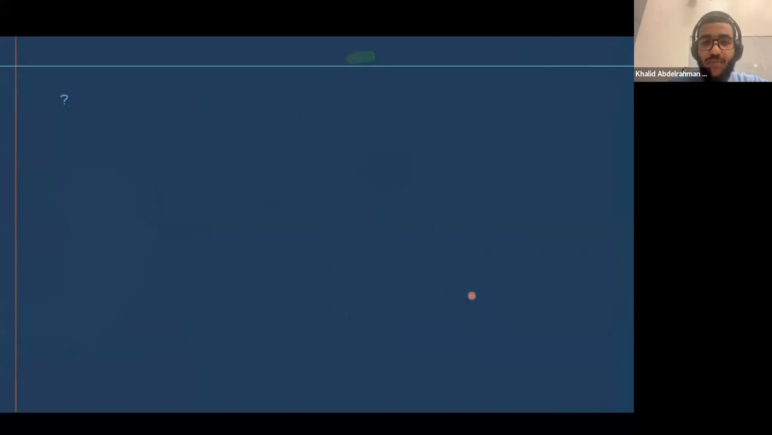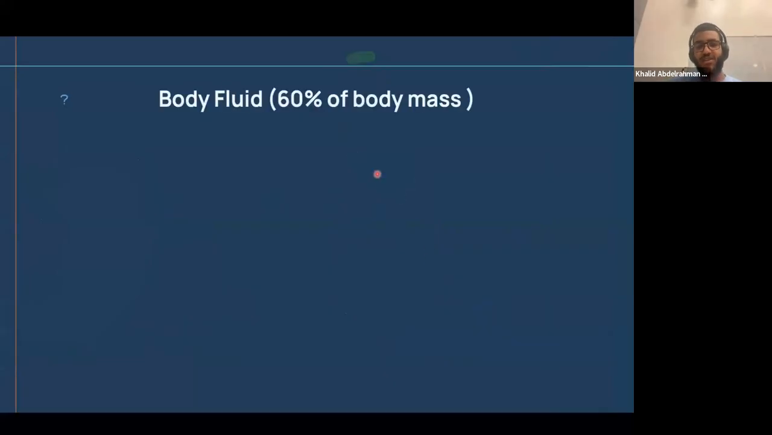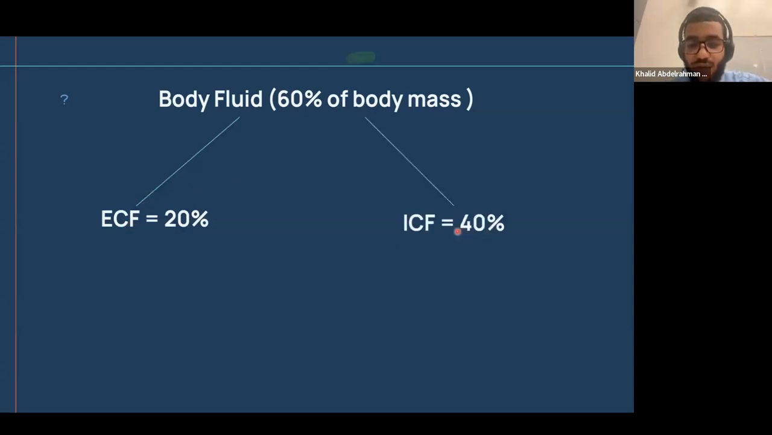So as you know, the body fluid makes up 60% of the body mass. So 60% of your body is made of water. And this 60% is divided into extracellular fluid and intracellular fluid. So the fluid outside the cell and the fluid inside the cells, okay? And so the intracellular fluid forms 40% of the 60%, and the extracellular fluid forms 20% of the 60%.